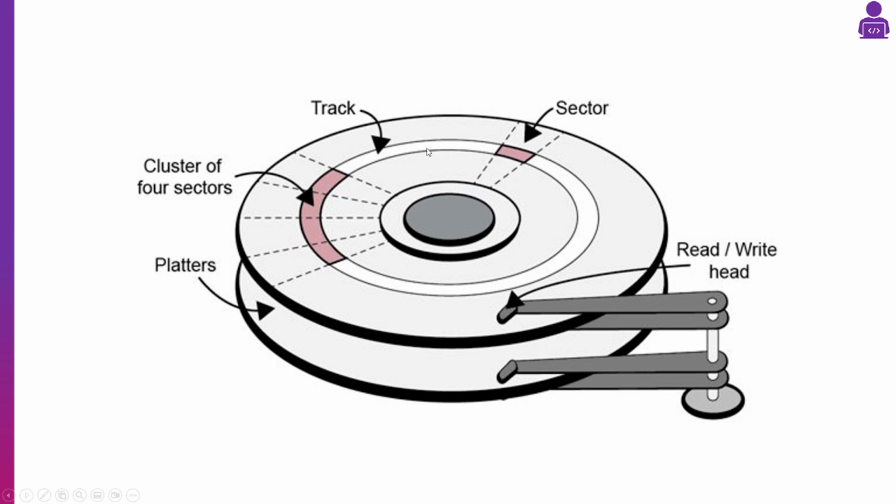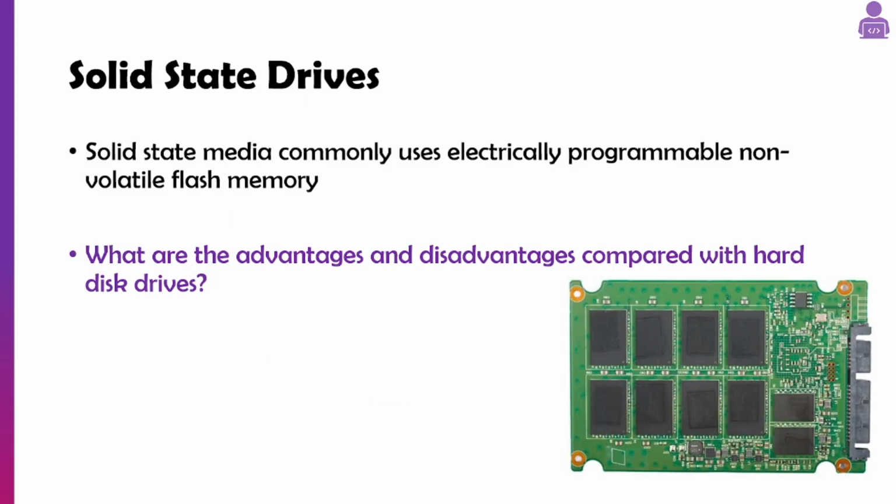We then have a ring, which is called a track. A sector is an individual part of that track, and then we've got them in various different clusters.